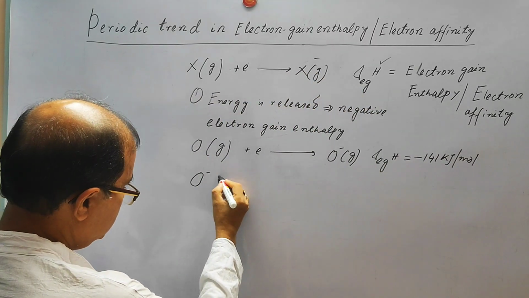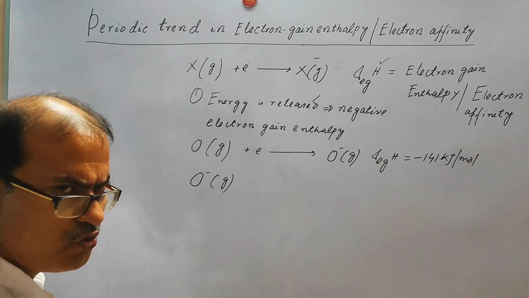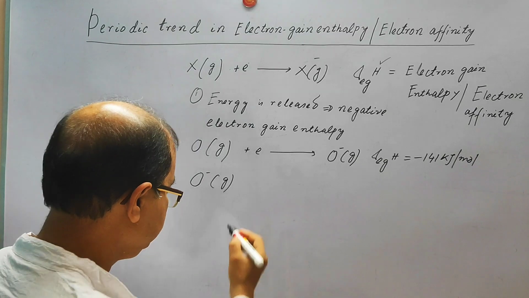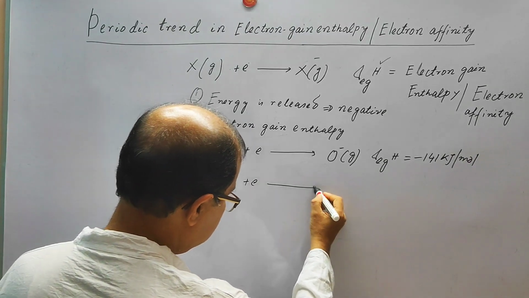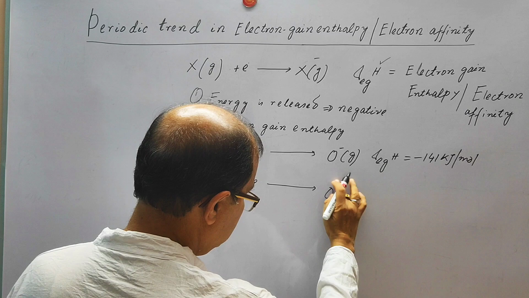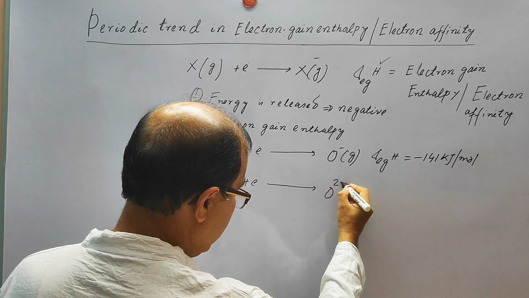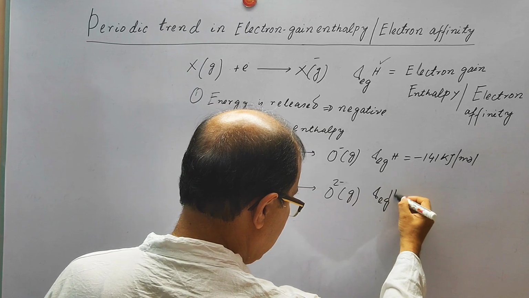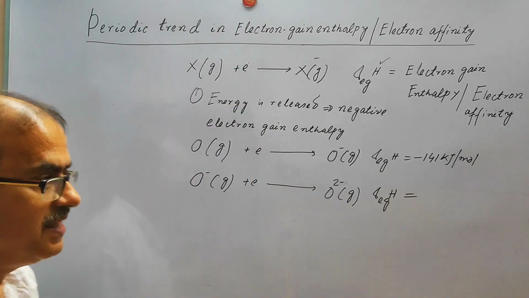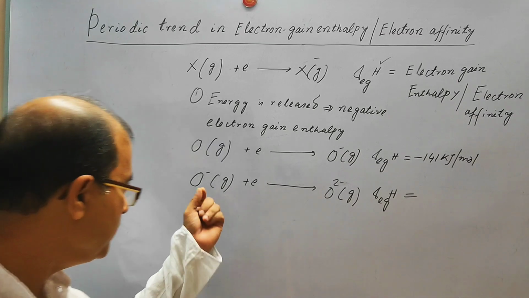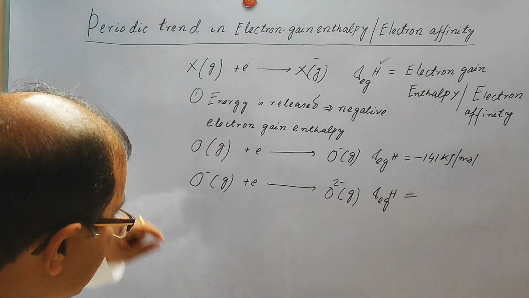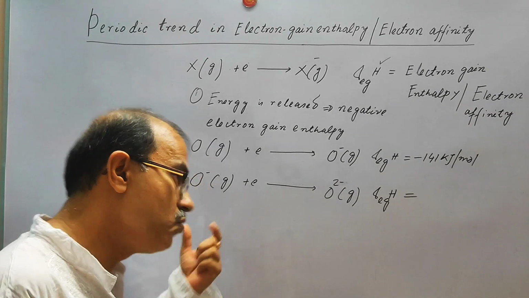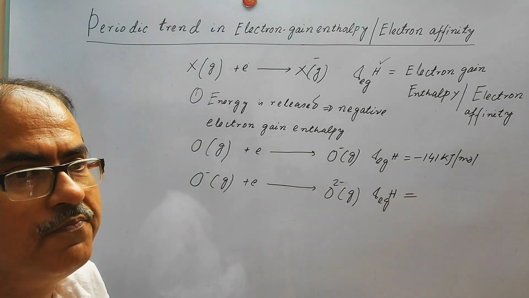Suppose we again want to add one electron to this negatively charged oxygen. Then the reaction will be like this. It becomes the di-negative ion, and in this case what will the electron gain enthalpy be? It is already negatively charged and we are putting the electron here, so there will be a repulsive force. You do not want to accept that electron.